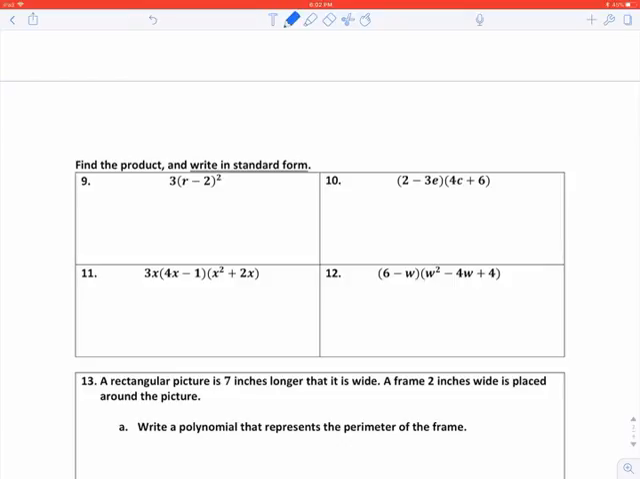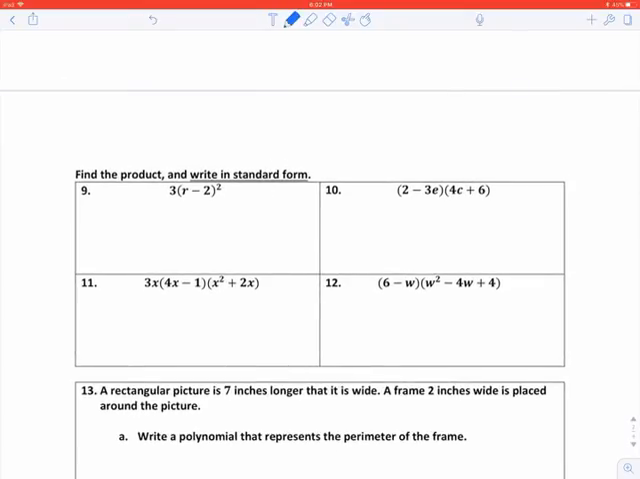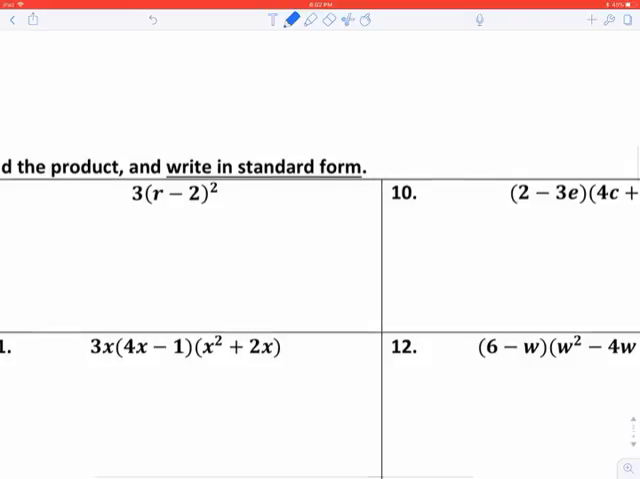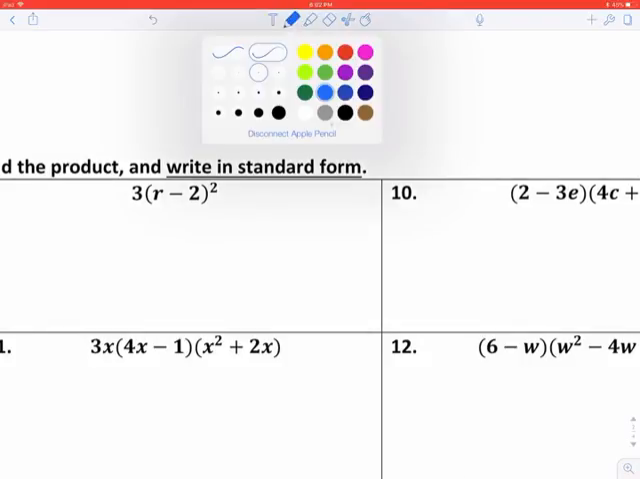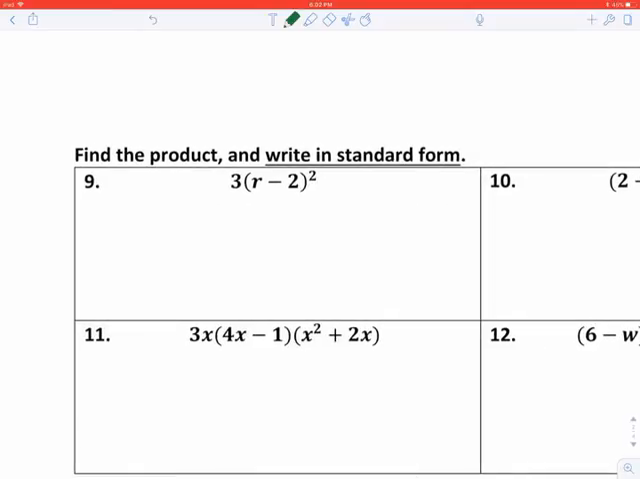Number 9, we are finding the product and writing those in standard form. I'm going to try to go through these kind of quick so I can finish in 3 minutes. Let's see here. 3 times r minus 2 squared. Be careful you do not just distribute this 2 because there is a negative sign here. What you have to do instead is say, well, if it was 2 squared, that would mean 2 times 2, but it's r minus 2 squared. So that is r minus 2 times r minus 2.